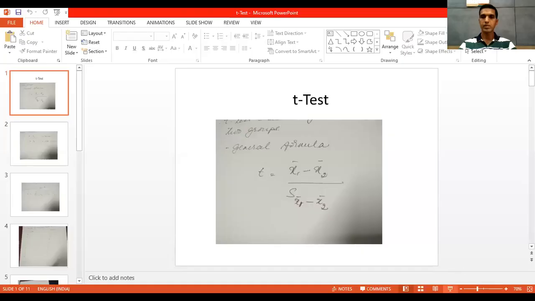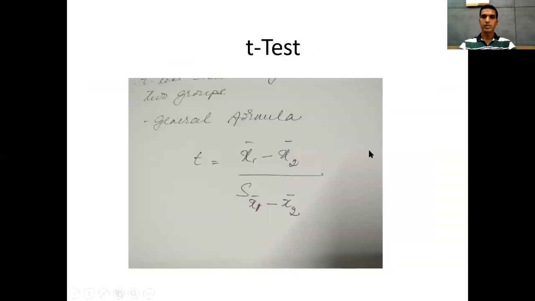t-test. If you can see here, this is the formula for t-test. General formula, that is t is equal to x1 dash minus x2 dash divided by s x1 dash minus x2 dash. Now what is this x1 dash and x2 dash? So these are basically two different groups, so means of two different groups. It could be one male, the other one female. So basically it's the means of two different groups.